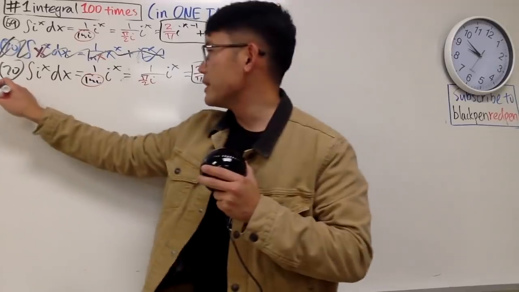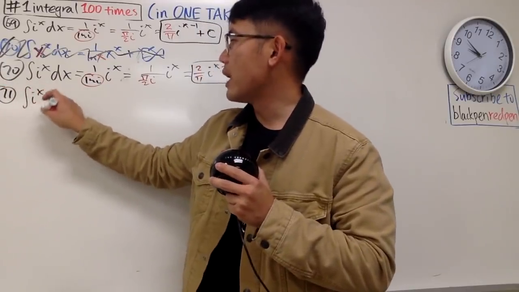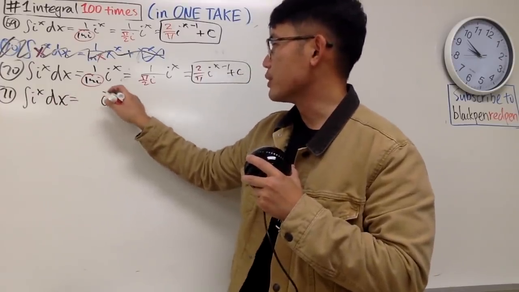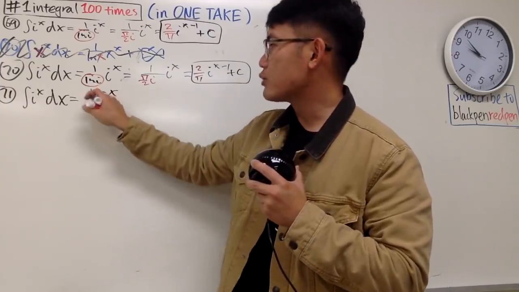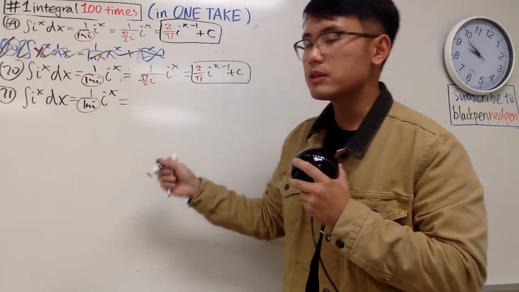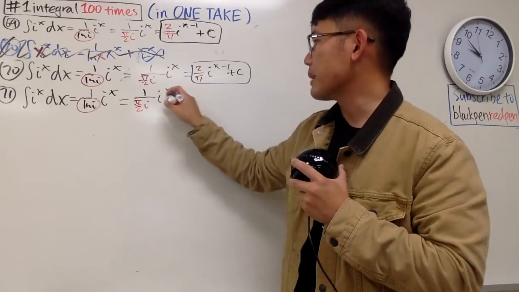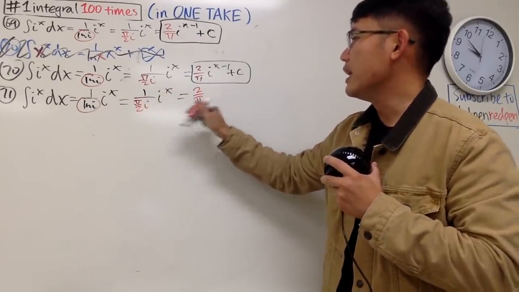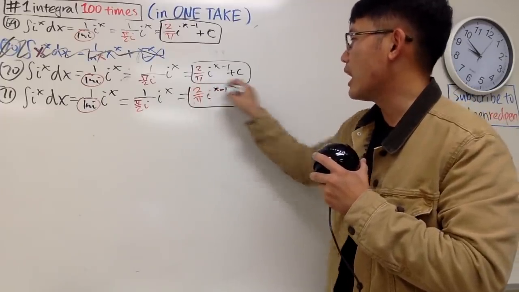Now, number 71, we have to integrate i to the x power dx. We just maintain i to the x, but because the base is i, we have to divide by natural log of i, so it's 1 over natural log of i, and natural log of i is pi over 2, so we get 1 over pi i over 2 like this, and then we have i to the x power. Then you subtract the power and do the reciprocal, which is going to be 2 over pi, and then this is going to be i to the x minus 1 power, and then plus c, and then we are done.